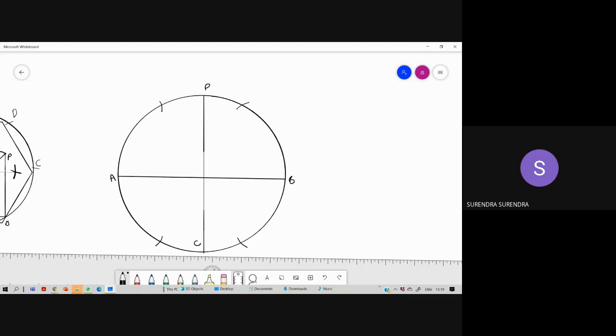Next, C as center and the same radius, draw 2 arcs. Next, D as center, 2 more arcs. So now count the number of divisions.